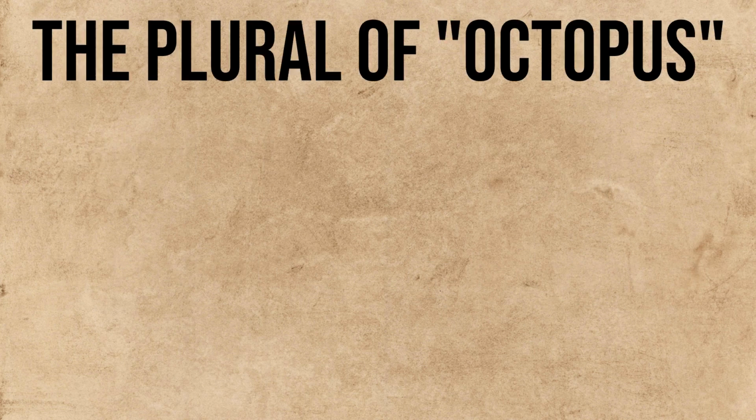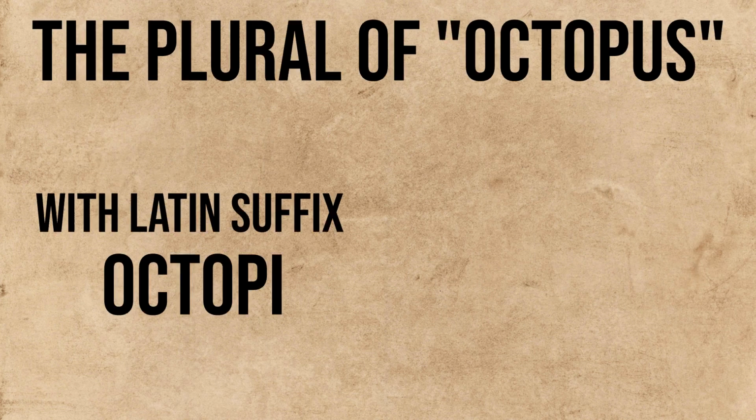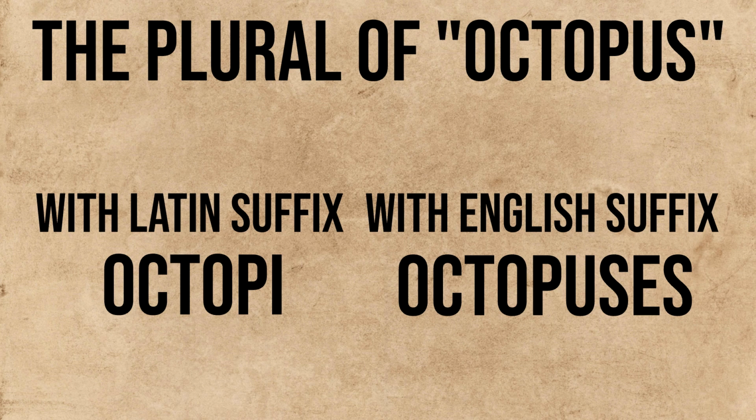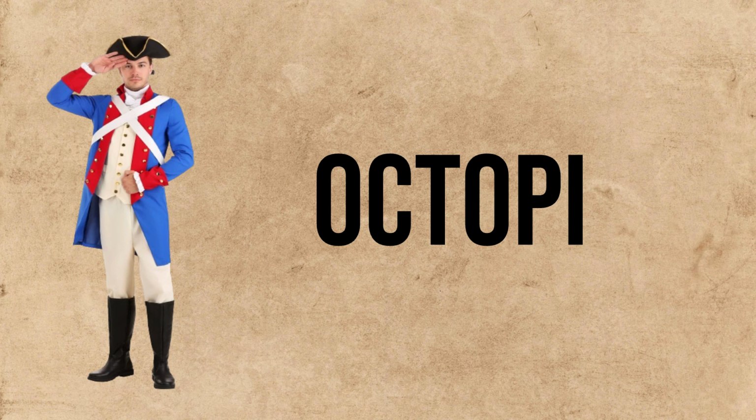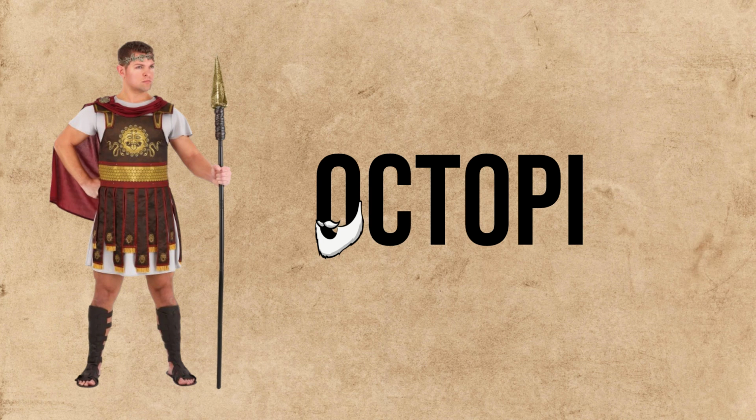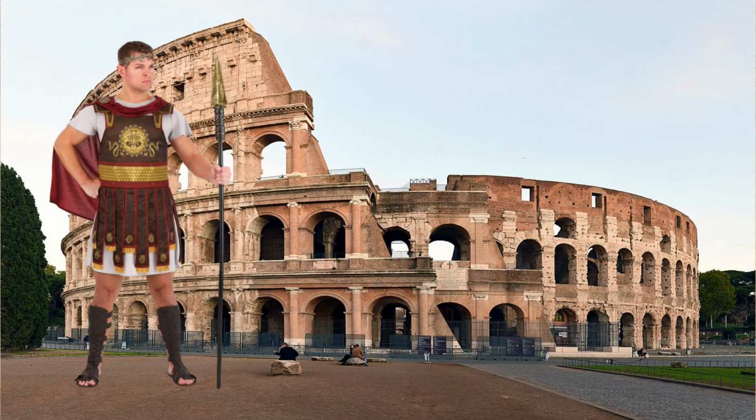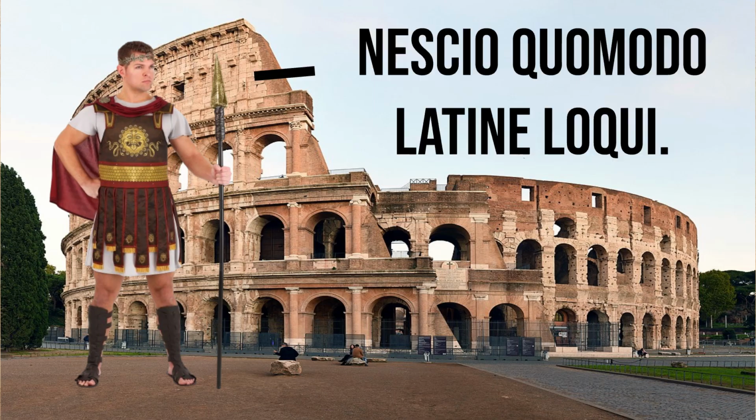So we've determined that the correct Latin plural suffix would make it octopi, and the correct English suffix would make it octopuses. But which is it? History purists believe that octopi is correct because it is the oldest pluralization of the word, dating back to the 7th century BCE, around the city of Rome's founding. Of course, this makes sense, since Latin was spoken mostly in Rome.